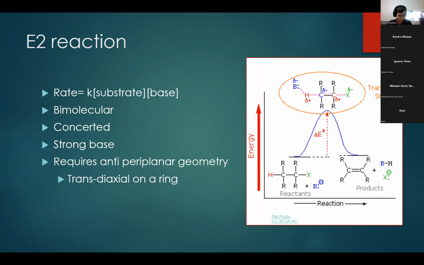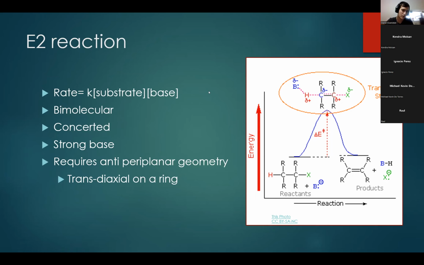For the E2 reaction, okay, it is going to be a concerted mechanism that is going to utilize a strong base, and the rate law is going to be bimolecular, and is going to include both the substrate and base. This is the first reaction that we'll see that has a very important regiochemical implication, I guess. And we'll get into that in a second. But for now, I do want to talk about a little bit of the stereochemistry involved.